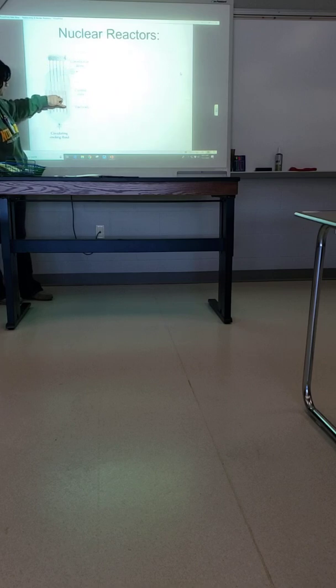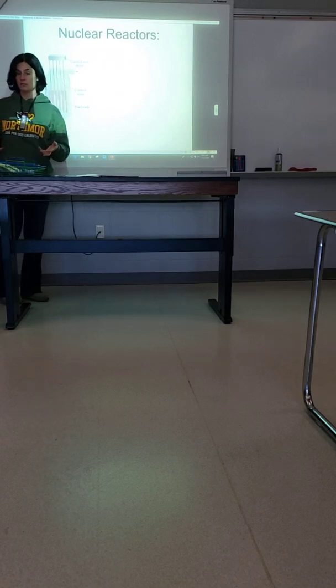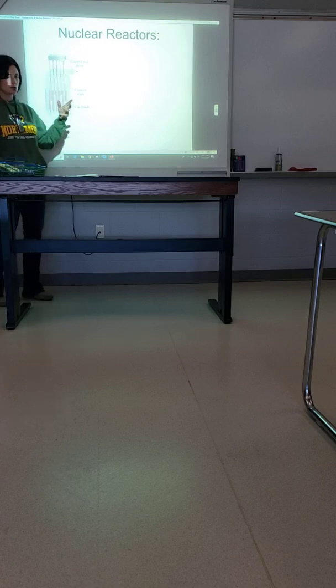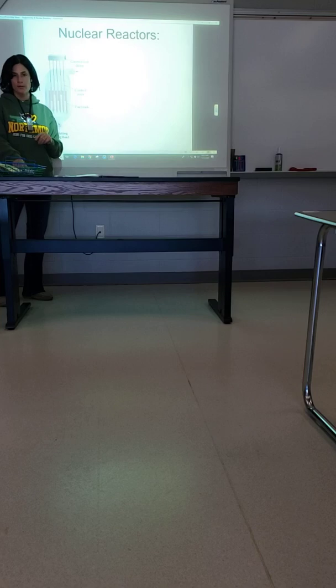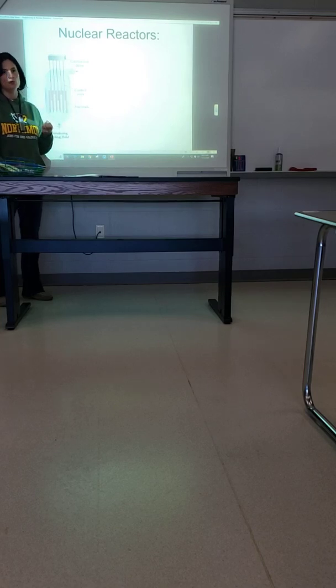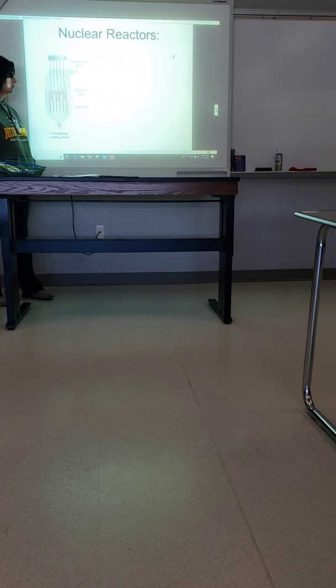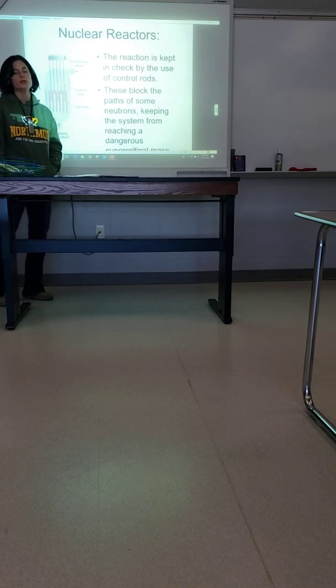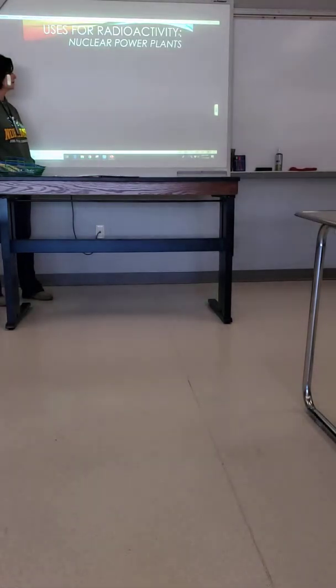Here are the fuel rods that contain the uranium. There is cooling fluid, because this all produces so much heat, you don't want things to melt and cause a meltdown. You also have the control rods, where you typically have the boron and the cadmium, and they're able to absorb some of those neutrons and control the number of neutrons that are available to cause the uranium to split in that fission process. So the reaction is kept in check by the control rods, and these block the passage of the neutrons, keeping the system from reaching that dangerous supercritical mass where you have too many reactions taking place all at once.